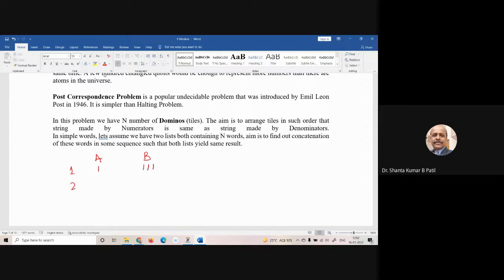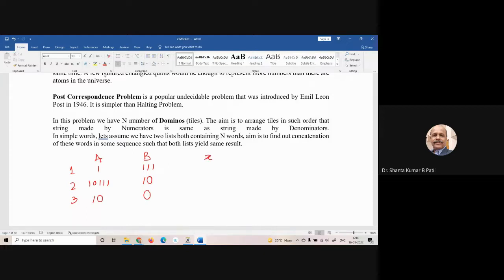Second case: A is 10111, and B is 10. In the third case, A is 10, and B is 0. So how do you make the numerator and denominator strings?